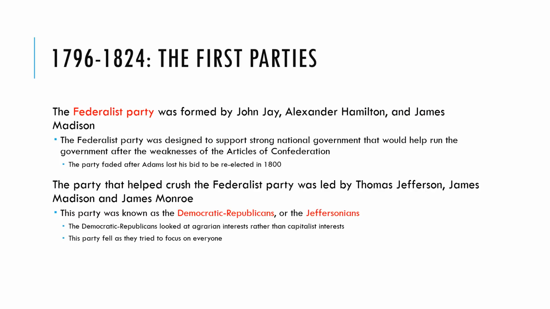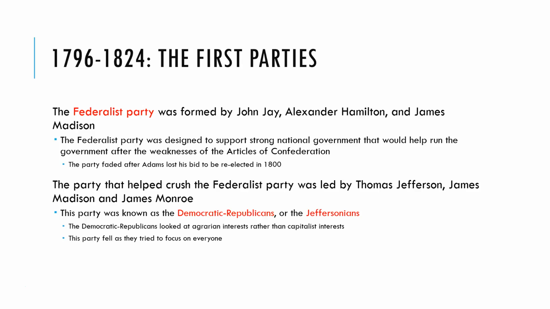So from 1796 to 1824, we have the first parties in American history. And these are parties that we've talked about before within our class. So we've got the Federalist Party, the first party that really has presidential power. Now, obviously, prior to this, we've got the Federalists and the Anti-Federalists who are fighting over whether or not the Constitution should be passed and how much power should exist at the state level and the federal level and things of that nature. But the Federalist Party is the first party that really has any sort of presidential power.